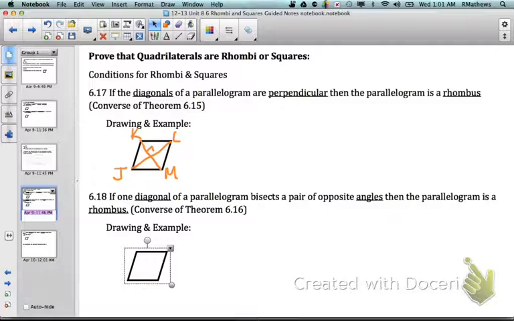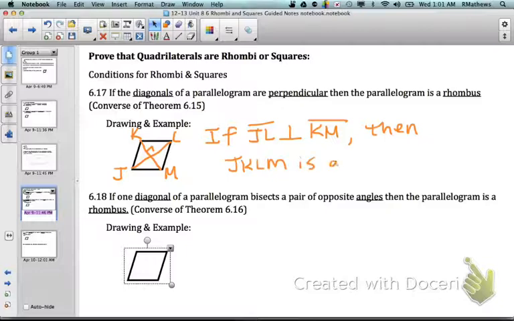6.17: if the diagonals of a parallelogram are perpendicular, then the parallelogram is a rhombus, and that's a converse of theorem 6.15. So in this situation, we don't know that it's a rhombus. We just have a parallelogram, and we know that its diagonals are perpendicular. Then we can say it's a rhombus. So here's a drawing of it, and how we would write that is if JL is perpendicular to KM, then JKLM is a rhombus. We can say that.